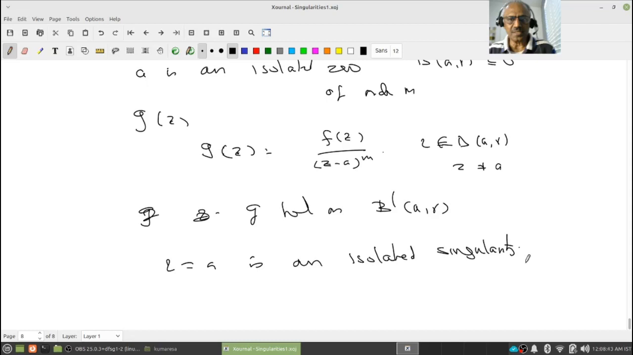Right? Maybe I will call it phi of z. Then phi is holomorphic and z = a is an isolated singularity of phi. Right? I claim z = a is a removable singularity of phi.